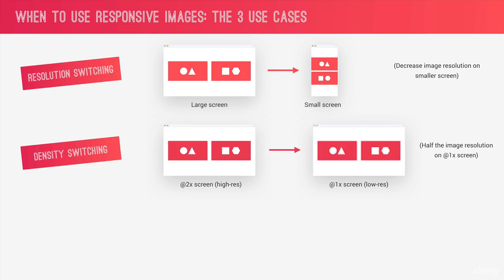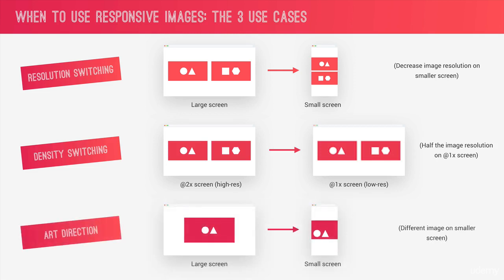Now, what does all of that mean for our images? Well, it means that if we want our images to look sharp on high-resolution displays, which use double the amount of pixels, then we actually have to serve an image with double the resolution of the original image, right? And that's what density switching is for, to serve one image to a high-resolution screen and another one if the screen is low resolution. Alright, and the last use case is called art direction.